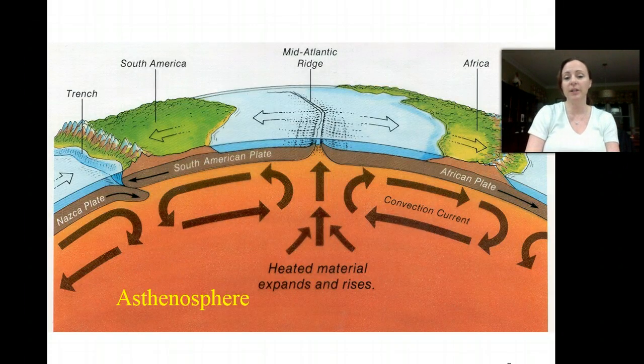Here's a larger picture of it, a side view, and you see the orange that makes up the asthenosphere is magma, and it does have the ability to move because it has different densities. You see it creates a convection current right underneath the Earth's crust.